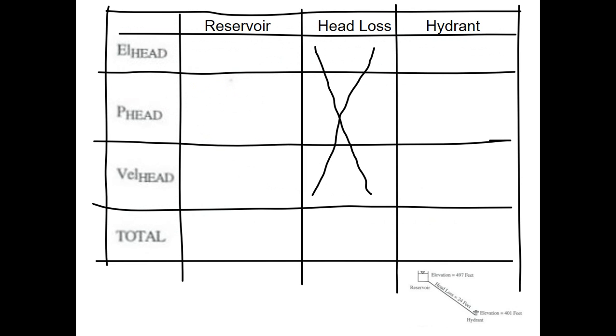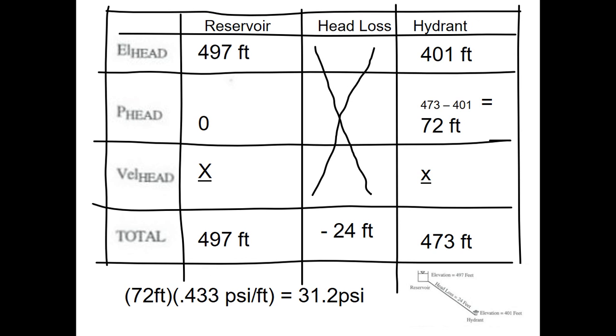All right, here we go. We got our table set up like that. Reservoir on the left, head loss in the middle, hydrant on the right. We'll fill in the reservoir first. All we got there is 497 feet. We're ignoring velocity head. I forgot to mention that, but that's in the problem statement. It's often ignored. It's often not a real big deal, so we're just not going to consider that. It's not very high. So we get 497 feet of total energy at the reservoir.